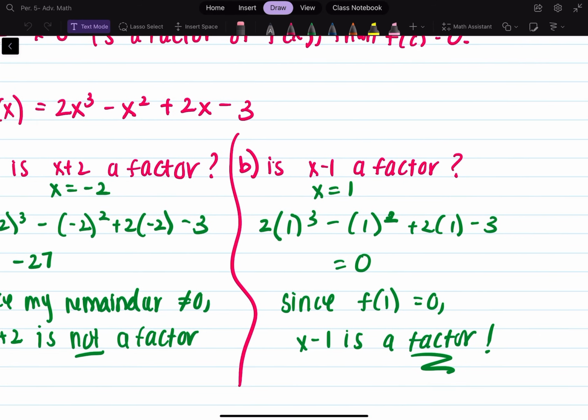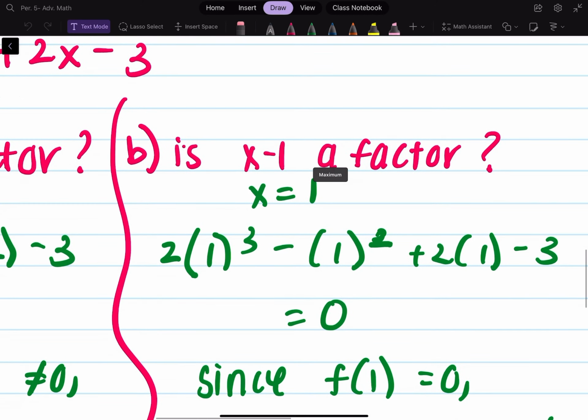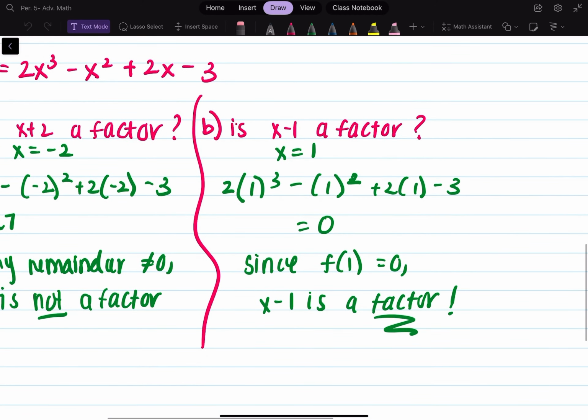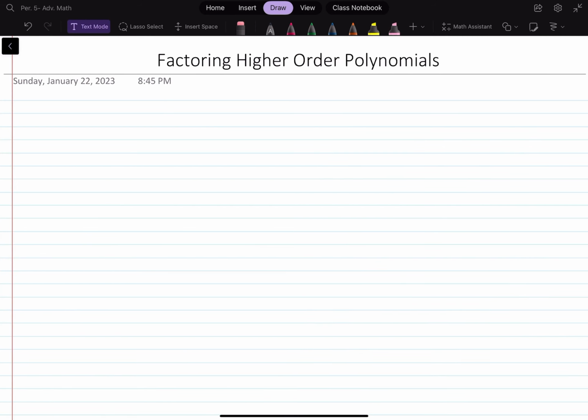So you go ahead and use the factor theorem to figure out if one of the polynomials that they give you is a factor, which in this case we found out that it is. So now that you know that x minus 1 is indeed one of the factors, you can go ahead and use what you know about synthetic division to figure out the complete factored form. So that's what we're going to pick up today. The title of these notes is going to be called Factoring Higher Order Polynomials.